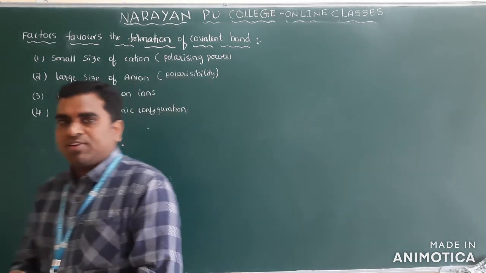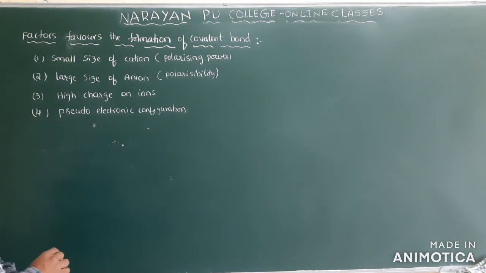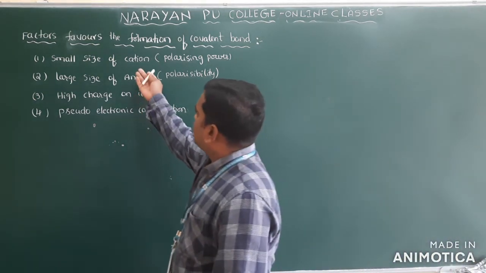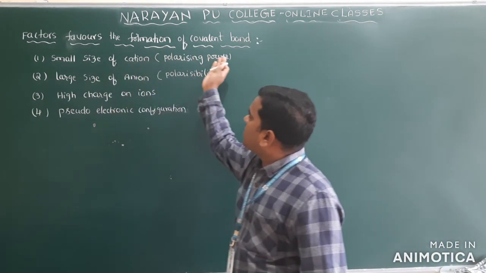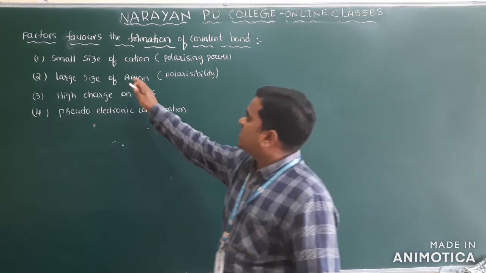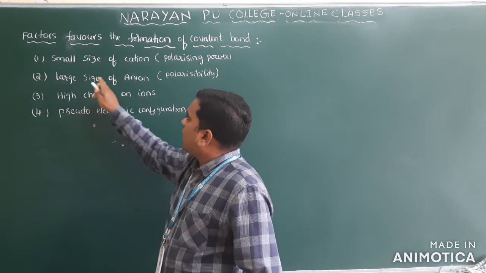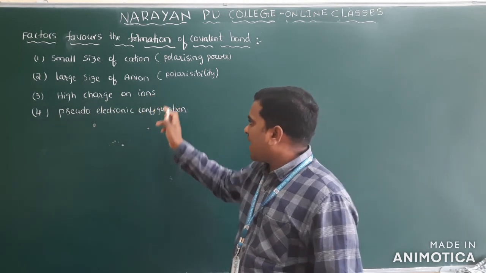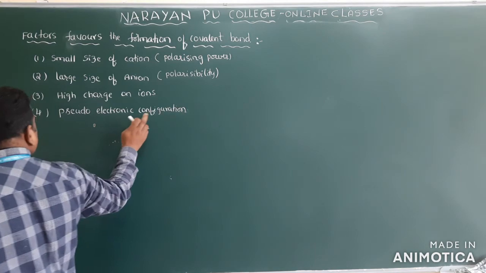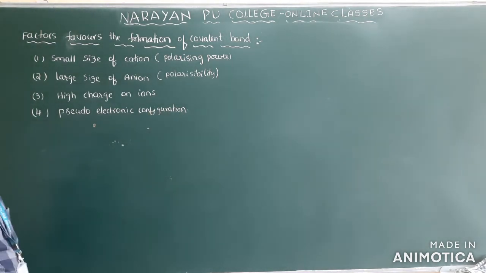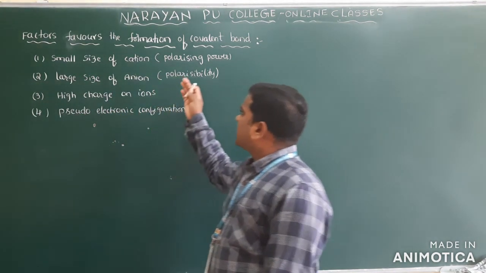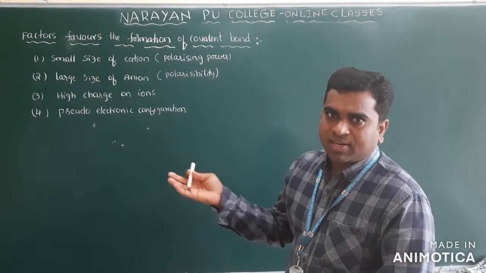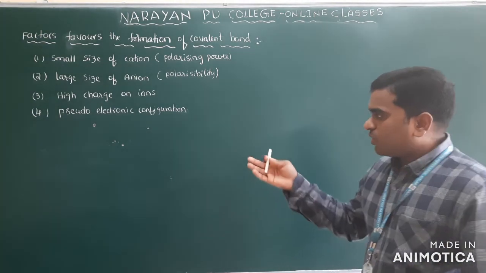In the last video we discussed the factors that favor the formation of covalent bond. Clear? So these are the factors which favor the formation of covalent bond: small size of cation, large size of anion, high charge on both the anion and cation, and pseudo-noble gas electronic configuration. How these factors favor covalent bond formation, that we have to discuss here.